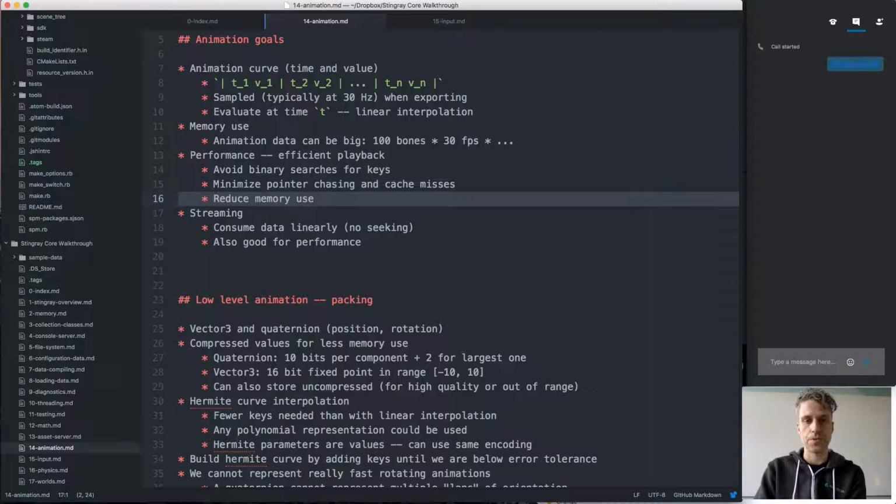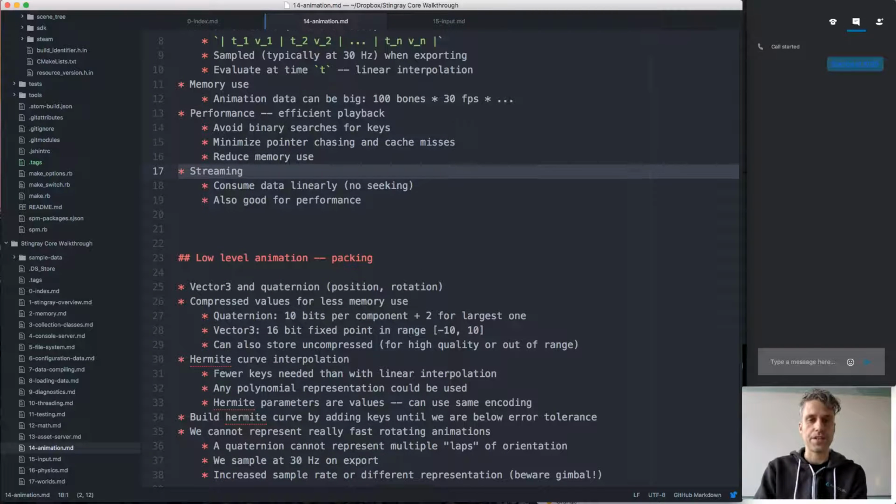We also want to reduce the memory use. As I said before, we want to do that to conserve memory, but it's also good for performance, because the key to good performance when you're using memory is to hit your caches. And if you're using a lot of memory, you will fit less of your working memory in your caches. So reducing memory use also helps performance by allowing you to keep more data alive in the cache.